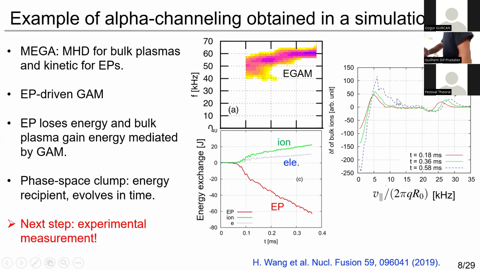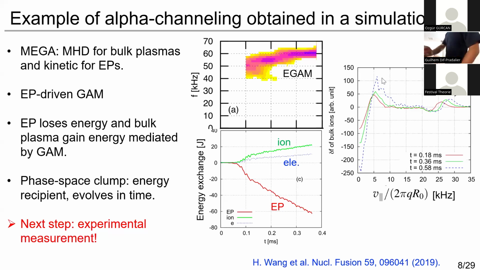What I'm plotting on the left is the phase space perturbative structure around where the gamma channeling is occurring. We see complicated fluctuation structures around here, like hole structure and clump structure, which also evolve in time. And this is considered to be a recipient of energy from energetic particles. So this perturbative structure is very important to determine the efficiency of the energy exchange between energetic particles and bulk plasmas.